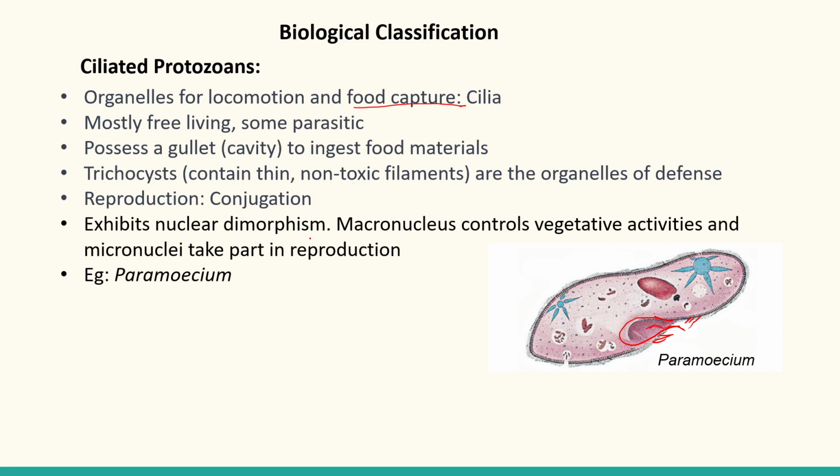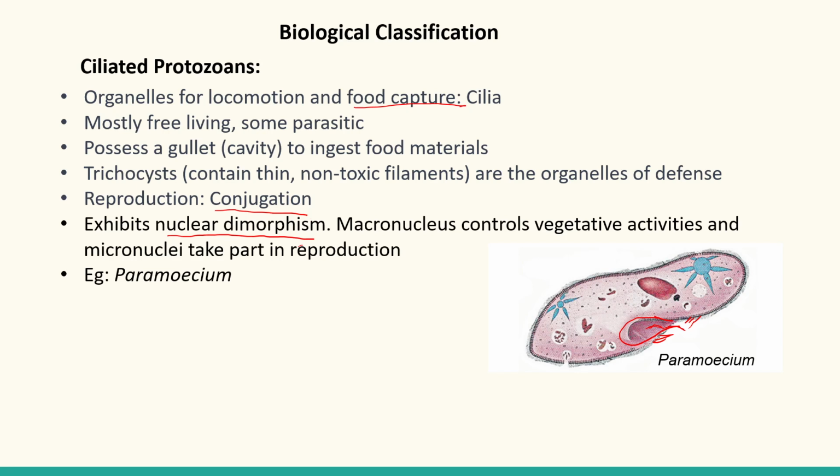They can be free living, or parasitic mode is also noticed. They possess a gullet cavity to ingest food material. Trichocysts contain thin non-toxic filaments, which are defense organelles present in Paramecium. Reproduction is of conjugation type, and they exhibit nuclear dimorphism. Nuclear dimorphism means the nucleus is of 2 types, 2 different nuclei.